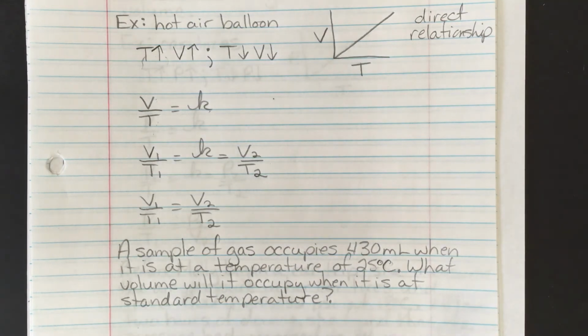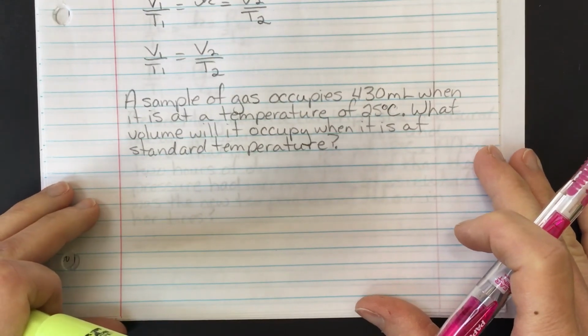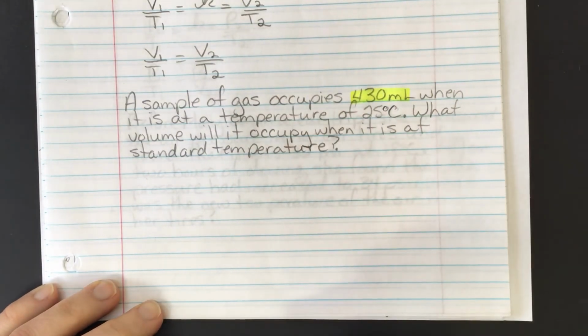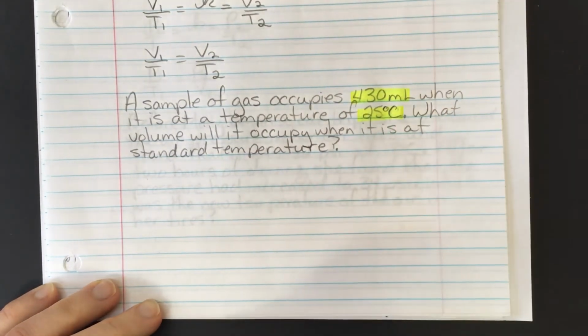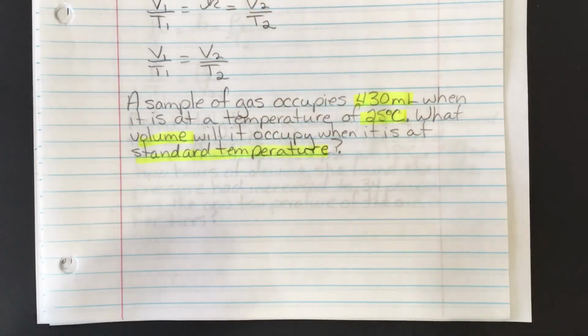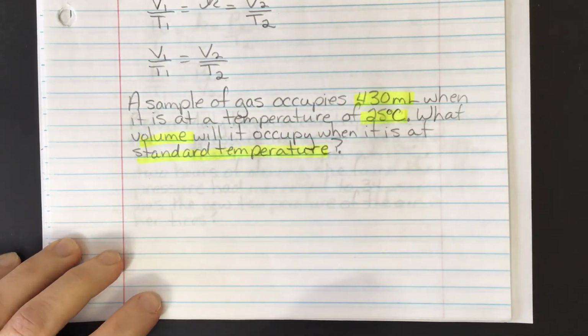So just like yesterday, let's take a look at how this works out mathematically with a problem. Our problem is: a sample of gas occupies 430 milliliters when it is at a temperature of 25 degrees Celsius. What volume will it occupy when it is at standard temperature? Okay, let's identify what we have for all of our variables. We're going to be using this equation up here, V1 over T1 equals V2 over T2.